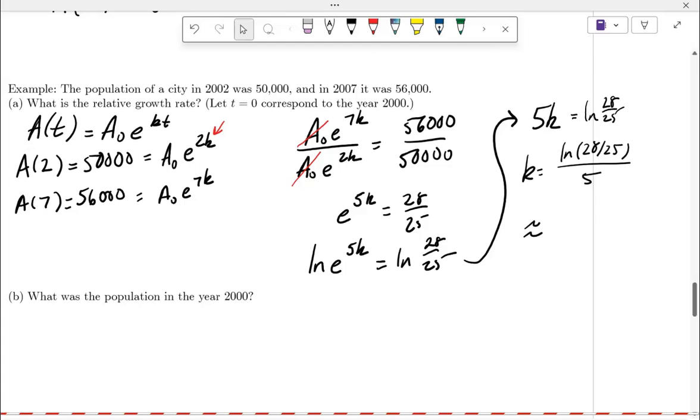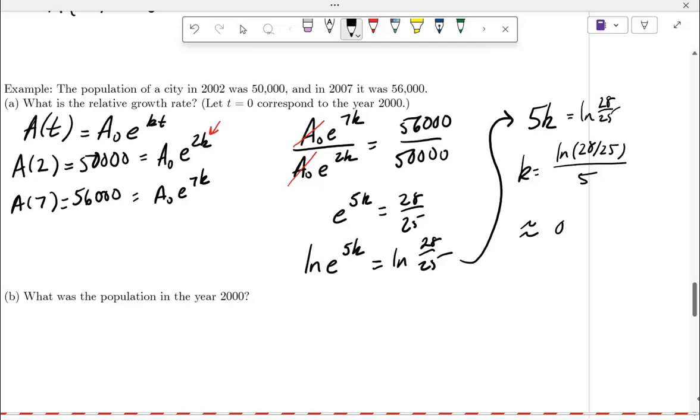And what value do we get? Bless you. That okay? So that is your relative growth rate here when you find that k.